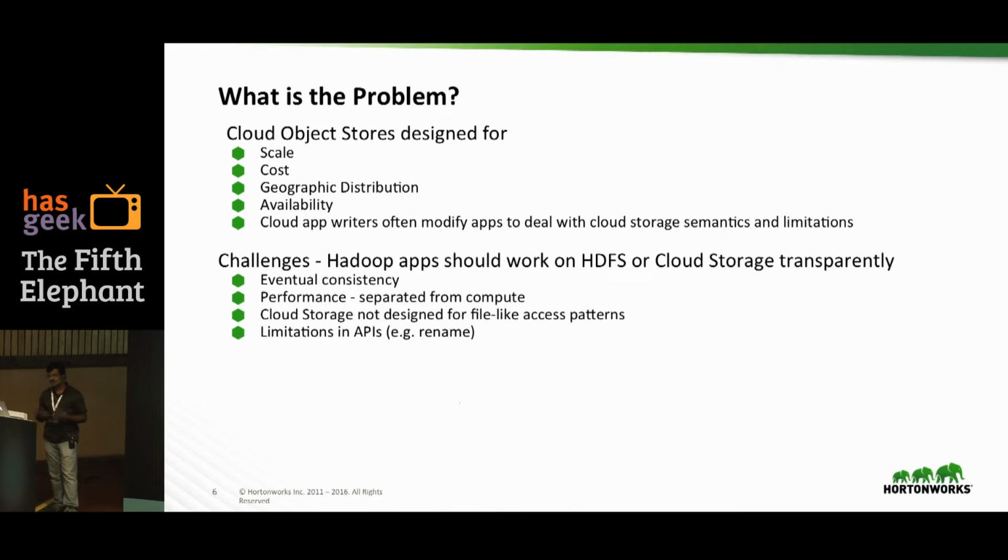Just to give an example of problems, take consistency. HDFS offers a much stronger consistency model. However, in the case of certain cloud vendors like Amazon, it provides eventual consistency.